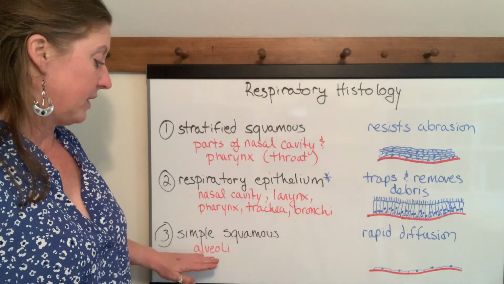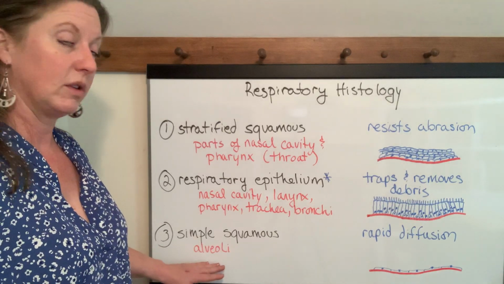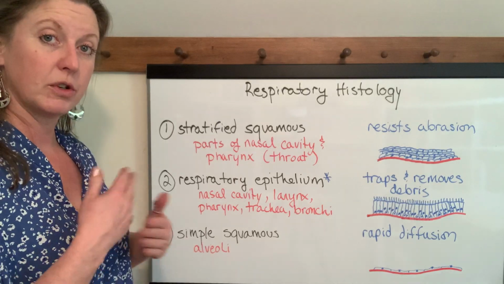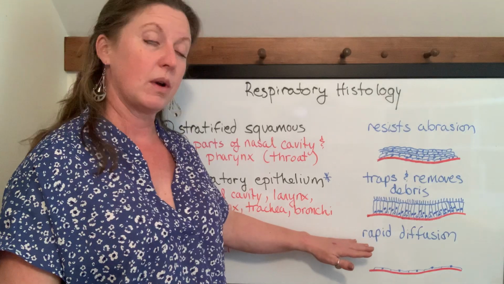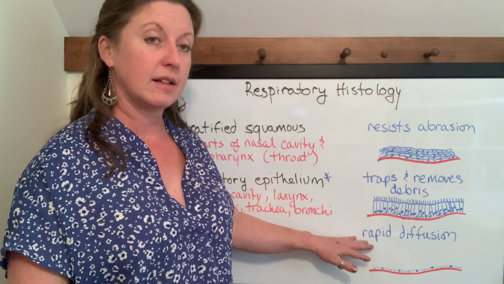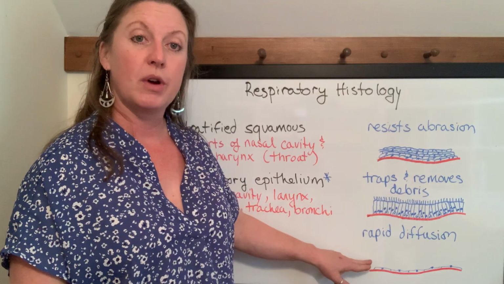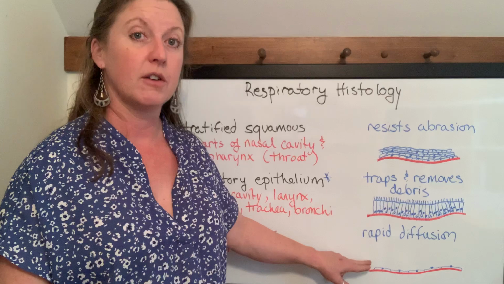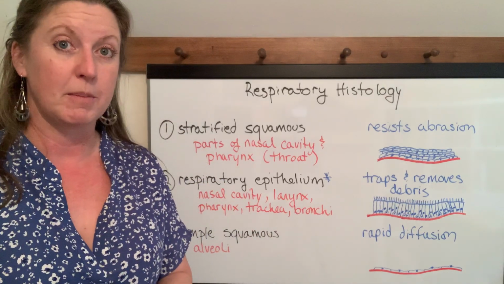The final epithelial type of tissue that we have is simple squamous. This is only found in the alveoli where we're doing gas exchange. The whole point of simple squamous epithelium is to allow for rapid diffusion, so it makes sense to have it there. Just a reminder, this is the basement membrane and one thin layer of epithelial tissue, which, because it's thin, is why it allows for rapid diffusion.